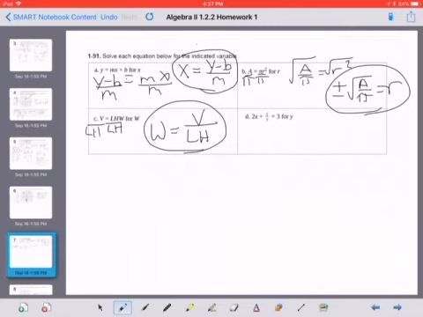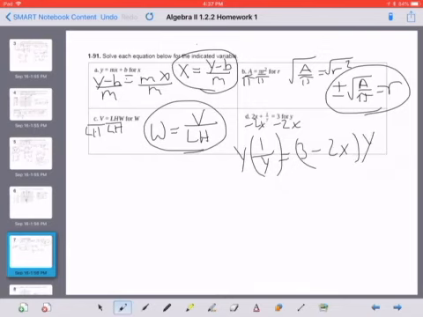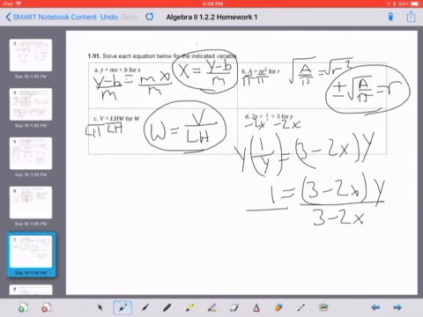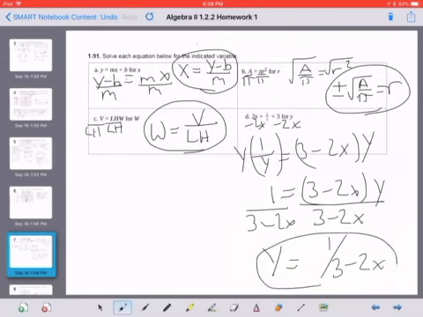D was a little trickier. So first you had to get 1 over y by itself by subtracting 2x from both sides. So then we get 1 over y equals 3 minus 2x. Then you had to multiply by y. So you would get 1 equals 3 minus 2x times y. And then you had to divide both sides by 3 minus 2x. So the final answer was y equals 1 over 3 minus 2x. That one was a little tricky.